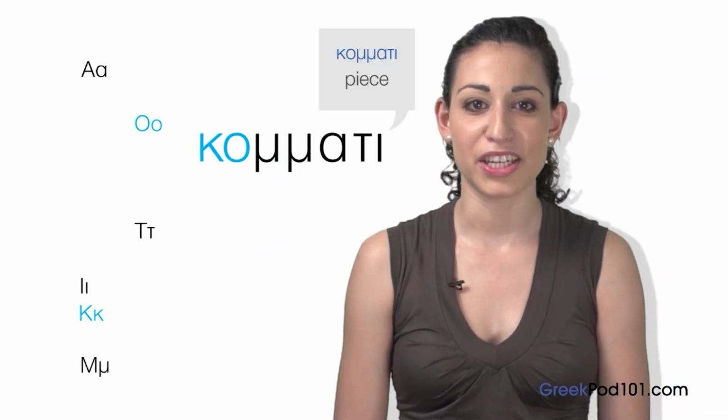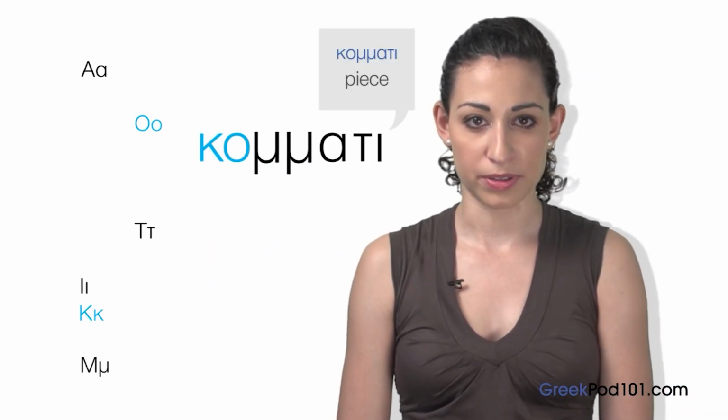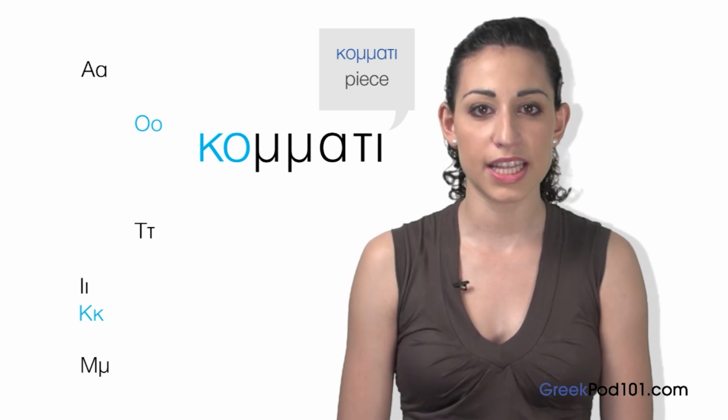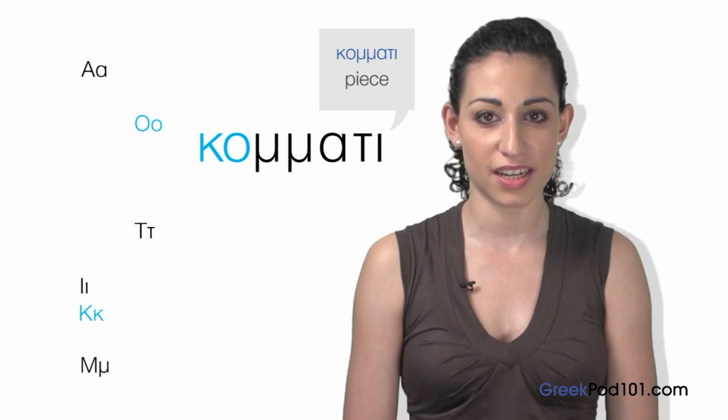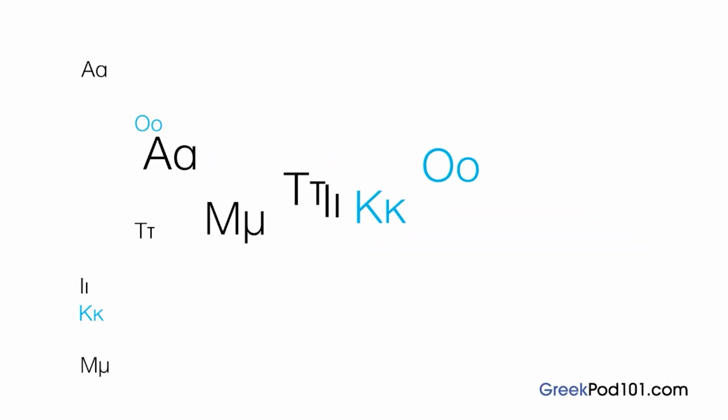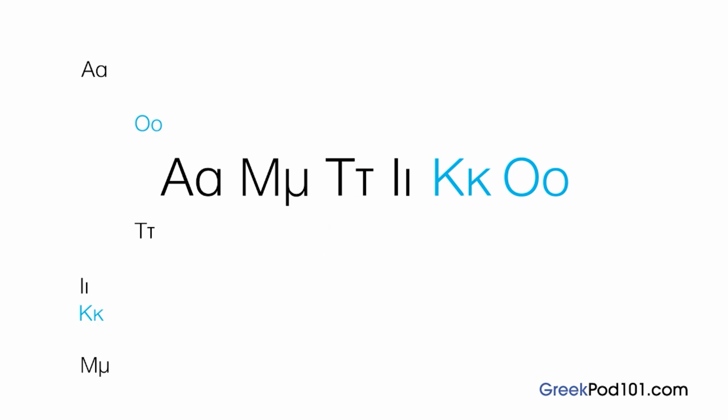As you can see, in κομμάτι, the mi is doubled. This happens for grammatical reasons we explain in our language lessons on GreekPod101.com. You have been studying them too, right? So let's see all the letters we have learned so far. Alpha, mi, taf, iota, kappa, and omicron. Not that hard, are they?